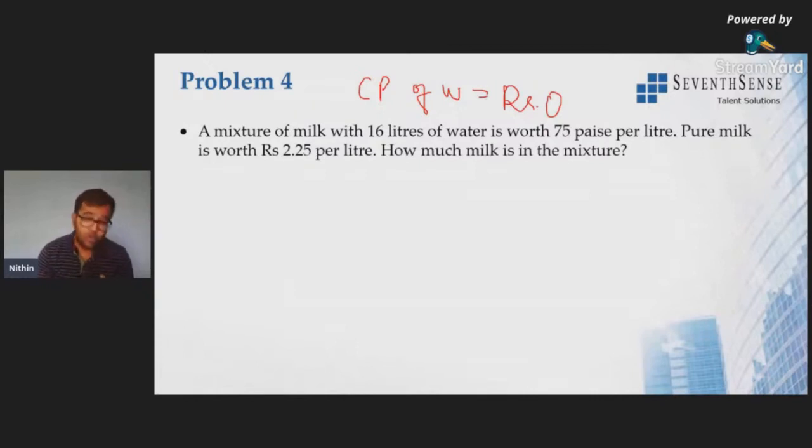Shakunt says it is 1.5. How is it 1.5, Shakunt? If it is 16 liters of water, then it will be just 1.5 liters of milk? No, they're just asking how much milk is in the mixture. They're asking the quantity of milk in the mixture. Anyone?